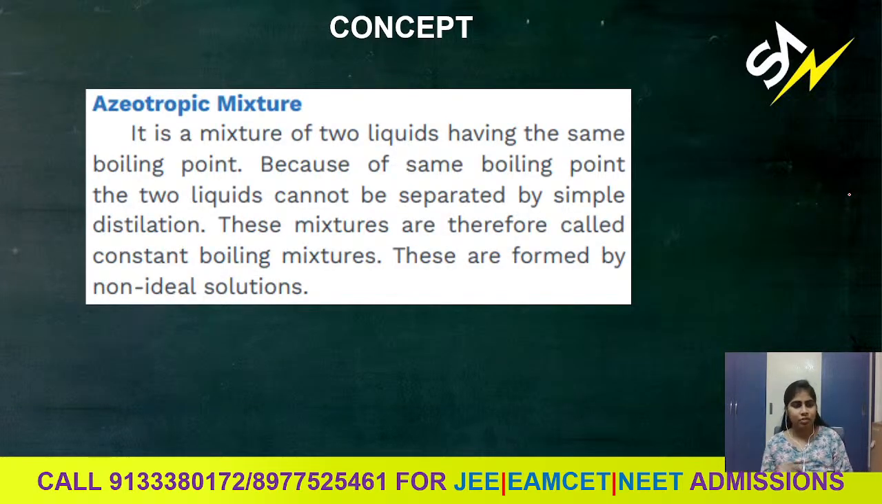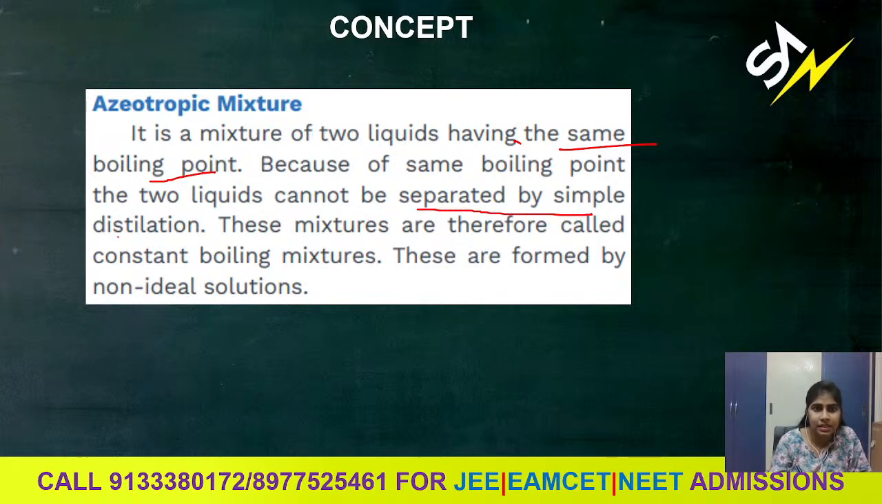Next, let us see what an azeotropic mixture is. It is a mixture of liquids having the same boiling point. So remember these azeotropic mixtures: they are mixtures having the same boiling point. Because of the same boiling point, these two liquids cannot be separated by simple distillation.